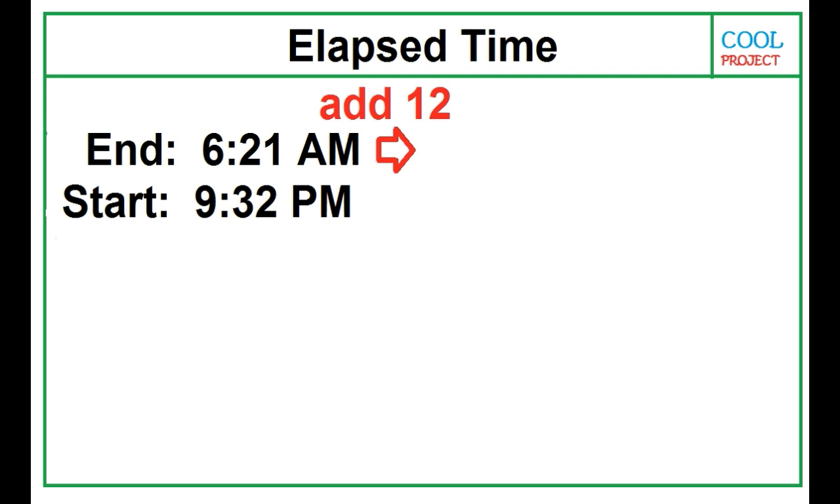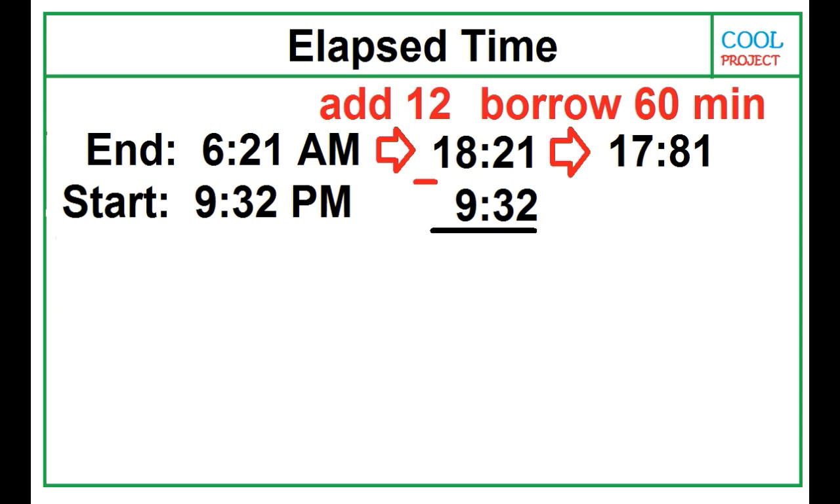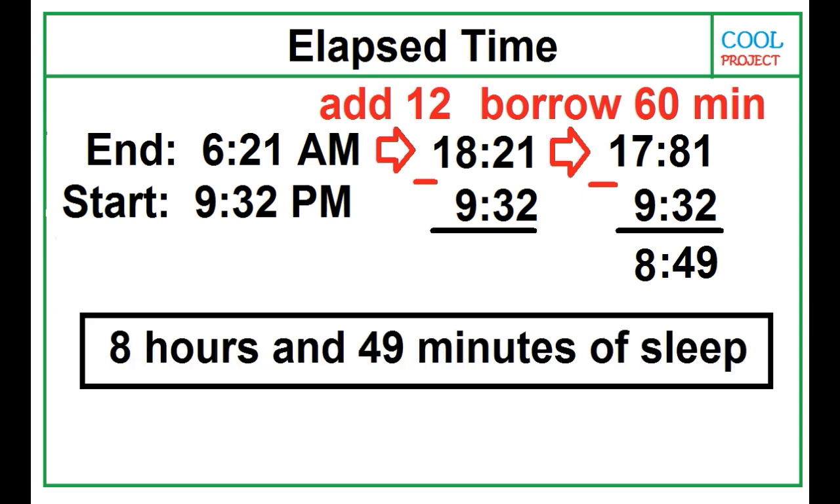From 12 noon, 6:21 a.m. is 18 hours and 21 minutes. Subtract 9 hours and 32 minutes from 18 hours and 21 minutes. Since 21 minutes is smaller than 32 minutes, borrow 1 hour, which is equal to 60 minutes, and add to 21. 18 hours and 21 minutes becomes 17 hours and 81 minutes. Now we can subtract 9 hours and 32 minutes, and the difference is 8 hours and 49 minutes. You slept for 8 hours and 49 minutes.